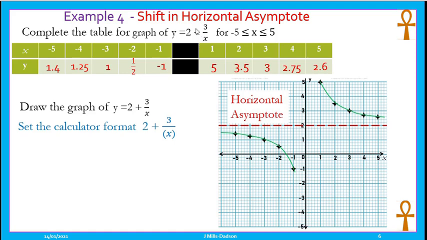And the reason is that we are adding a whole 2 units to the typical 3 over x graph. Because the typical 3 over x graph will be asymptotic to the x-axis, and because we are adding 2, we are shifting the asymptote 2 units up. And remember, that's the reason why there is a shift in the horizontal asymptote, but the vertical asymptote is still the same. In our next example, we will see what will cause a shift in the vertical asymptote.